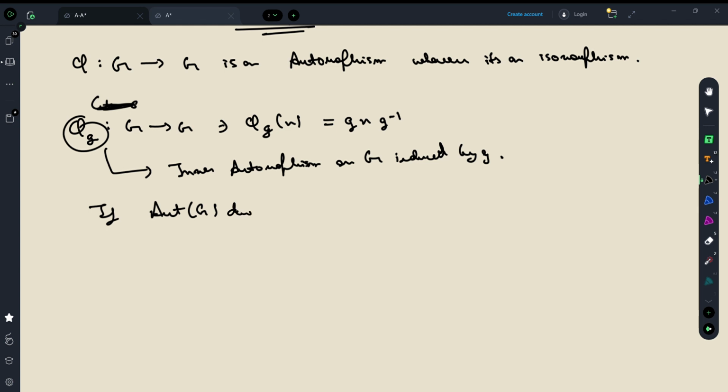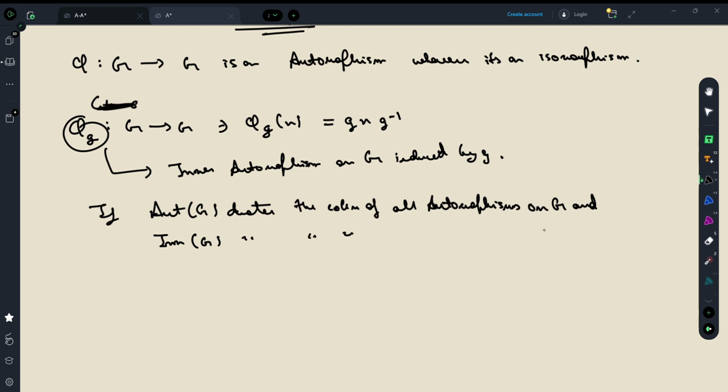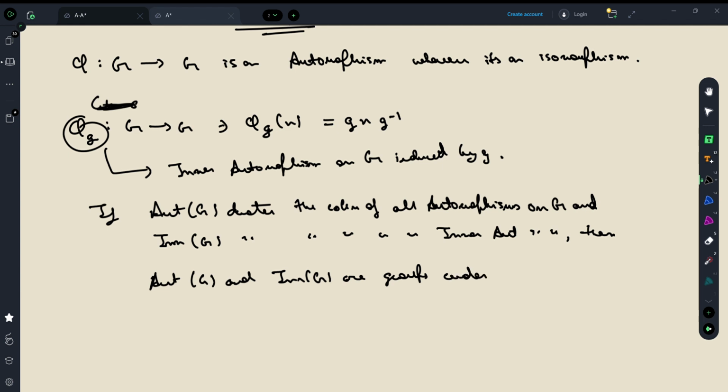observable from here is that if Aut G denotes the collection of all automorphisms on G, and these are standard notations, Inn G denotes the collection of all inner automorphisms on G, then both are groups. The automorphisms and the inner automorphisms are groups.